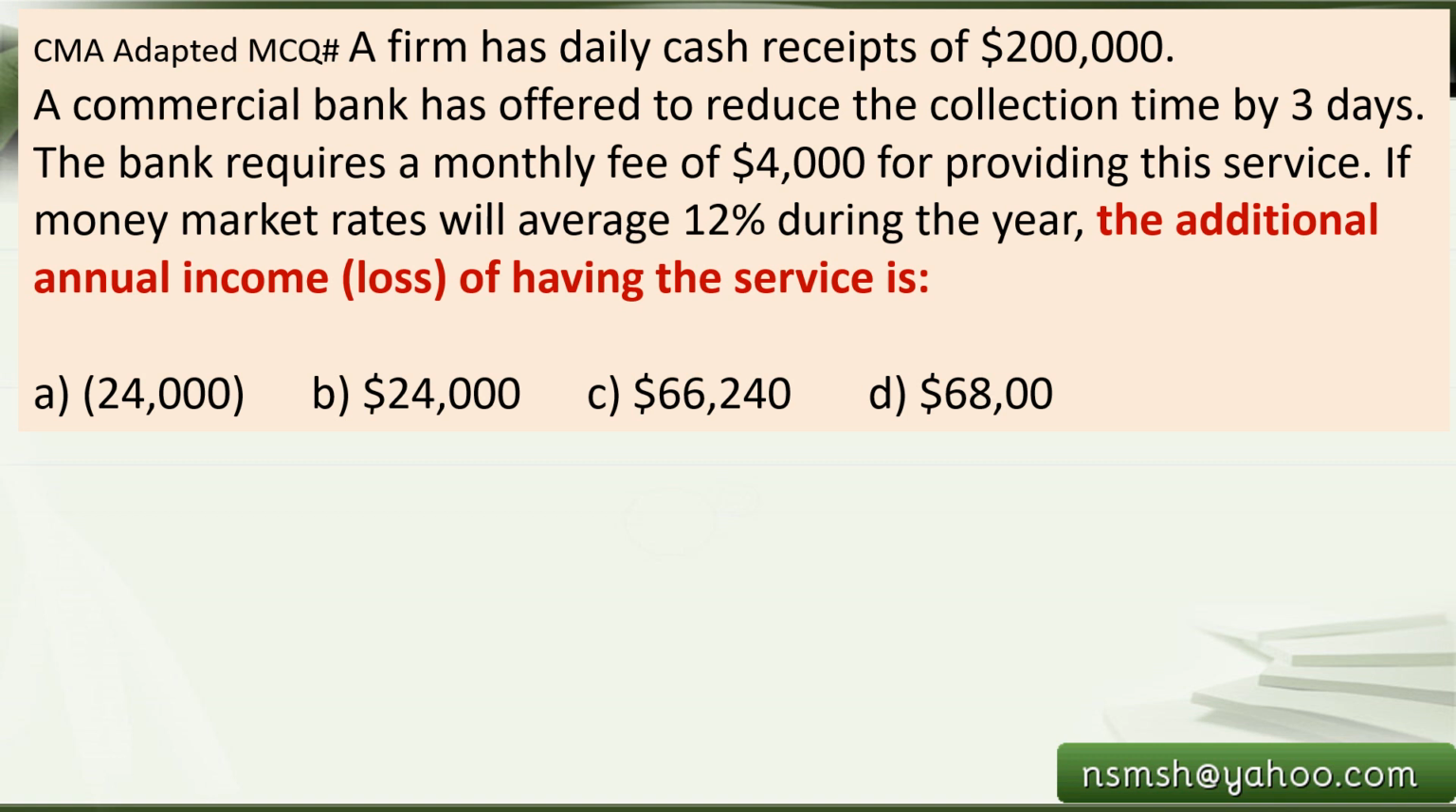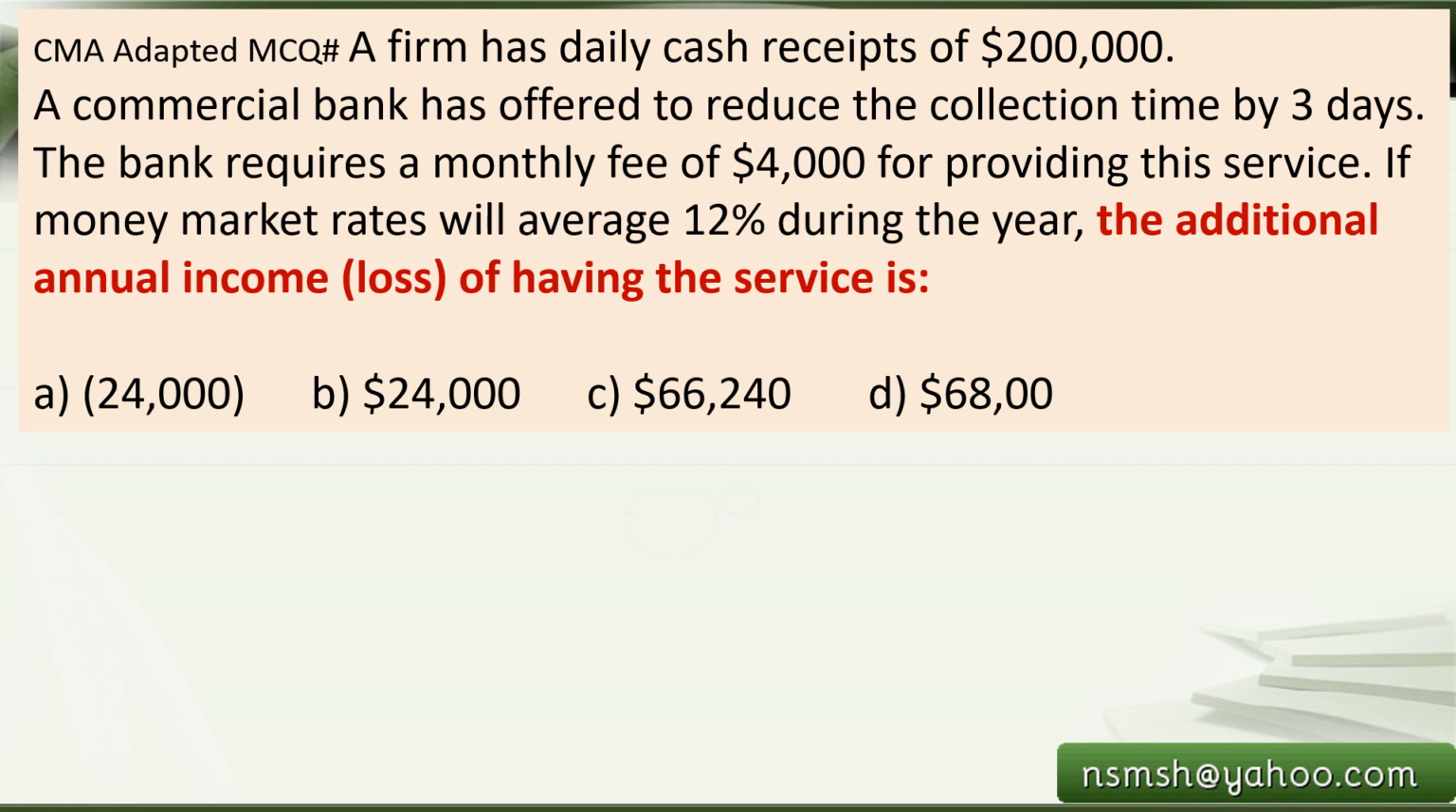Next question. A firm has daily cash receipts of $200,000. A commercial bank has offered to reduce the collection time by 3 days. The bank requires a monthly fee of $4,000. Now we have one side that is reducing by 3 days, so we have to quantify the benefit, but there is a cost which is $4,000 for providing this service. If money market rates will average 12% during the year, the additional annual income or loss of having the service is to be calculated.